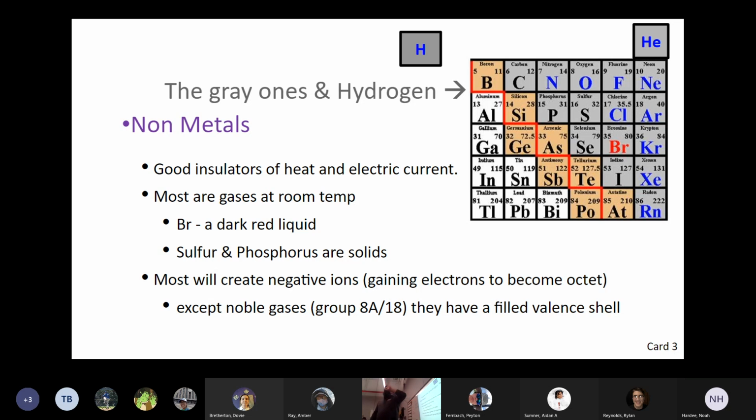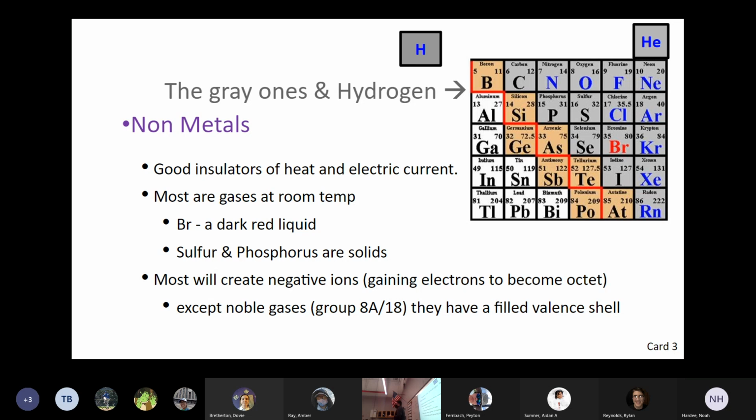Go to the gray ones. Again, you don't have to be exact about it. You don't have to color the exact number of boxes. Just make a little staircase over there to the right, and point out hydrogen way over there in the top left. All right, non-metals.